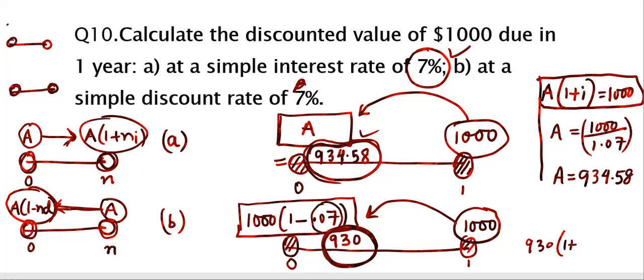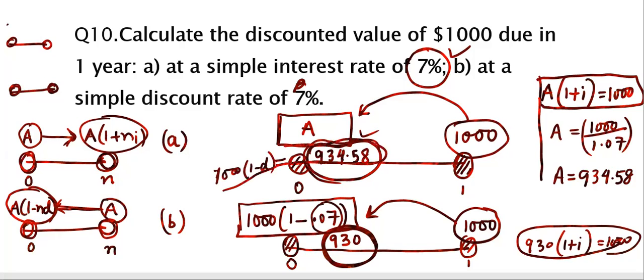930, 1 plus i, it's 1 year, right? If you solve this one, you will get i corresponding to this d. If you want to get d corresponding to this i, they didn't ask you. You have to write A, which is 1000 into 1 minus nd, 1 minus d. If you solve this one, you will get d corresponding to 7% i. And here, if you solve this one, you will find i corresponding to d of 7%. That's all for today's class.